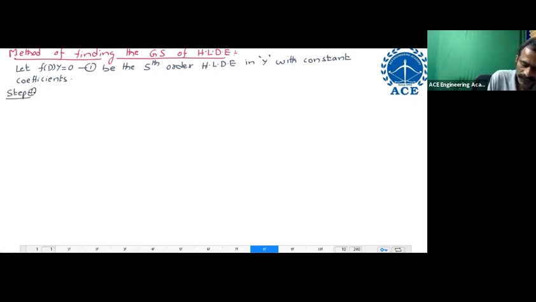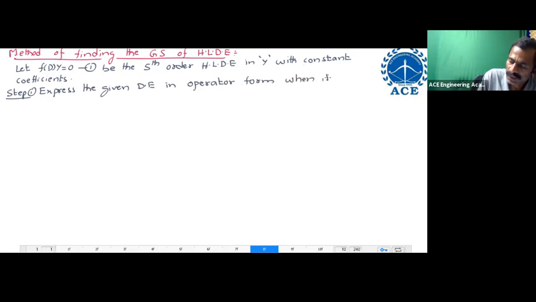Step number 1. Express the given differential equation in operator form, when it is not in the form of operator form. It is the first step.